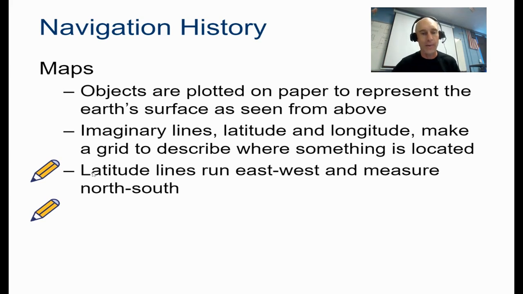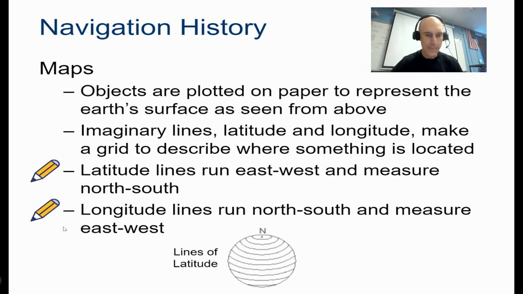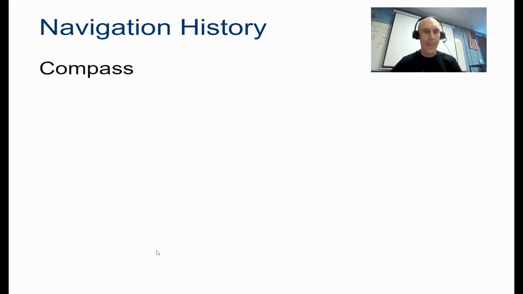Those are the flat lines that run east to west, whereas longitude lines run north to south and they measure east to west distances. Longitude lines run north and south, flatitude lines are flat. And there you go, some lines of latitude, lines of longitude. A little picture for yourself. So you could even draw yourself a little sketch if you want.